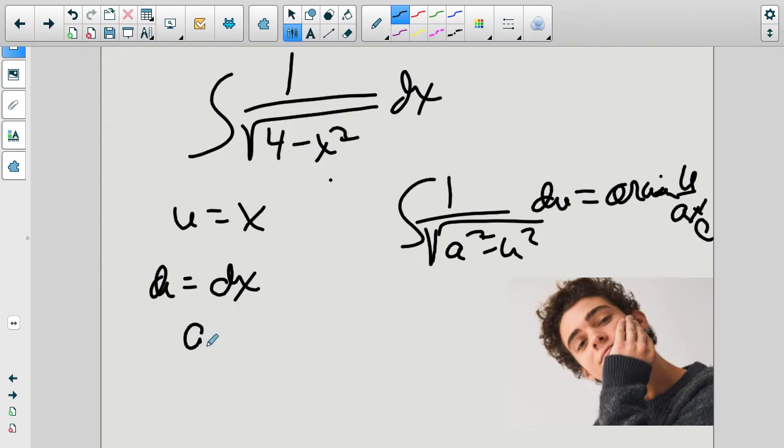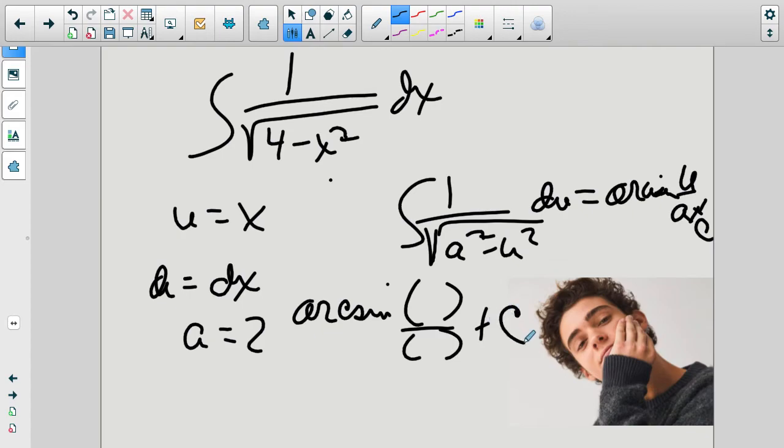And what is a in this moment? 2. Good, not 4, right? A is 2, okay? So when you've identified it, you can go arc sine of u over a plus c. U is x, and what is a? 2. And you're done. You'll have to spend some time looking at the patterns, okay? All right, let me do another one.